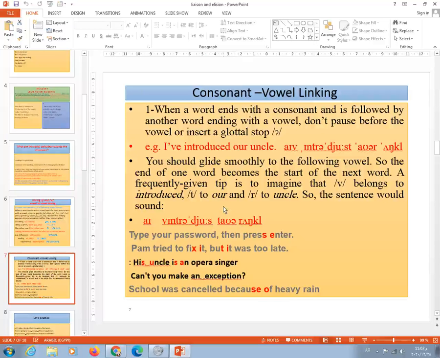So the sentence starts like this: I've introduced our uncle, or I've introduced our uncle. We must remember that we imagine the final consonant belongs to the following word. I've introduced our uncle.